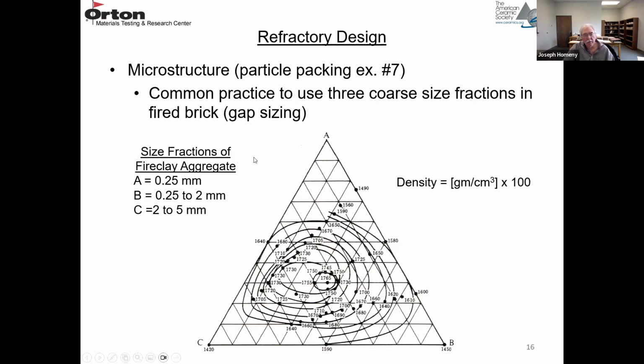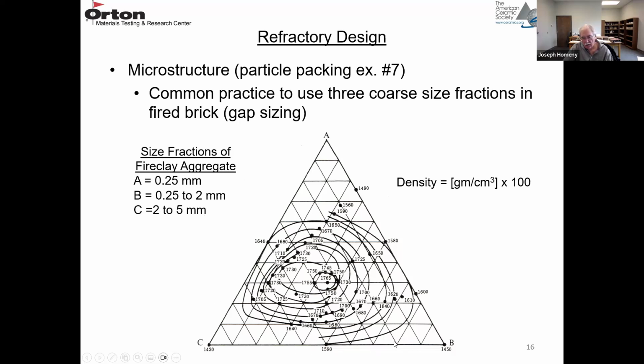So for particle packing, for gap sizing, the common practice is to use 3 coarse size fractions for fired bricks. So this is an example for a fire clay aggregate, and there are 3 sizes here. A is less than 0.25 millimeters, B is 0.25 to 2 millimeters, and C is the coarser fraction, 2 to 5 millimeters.